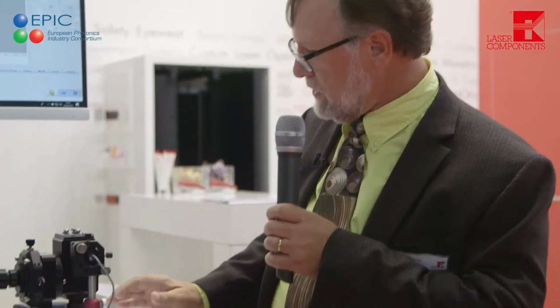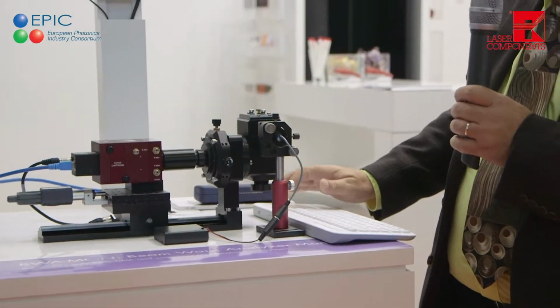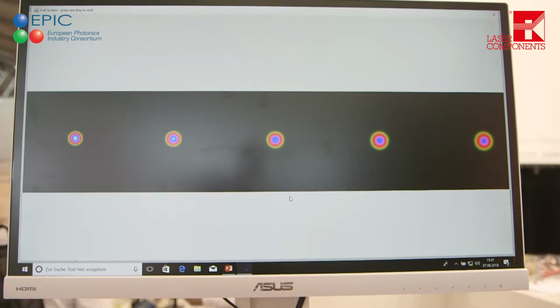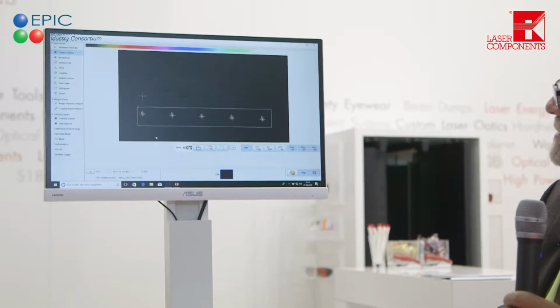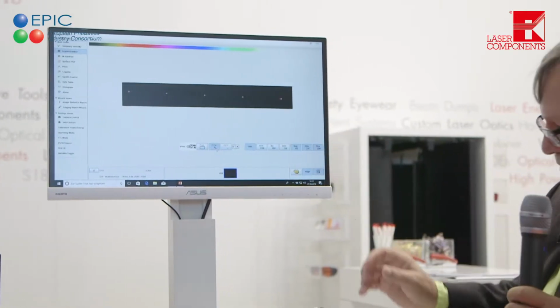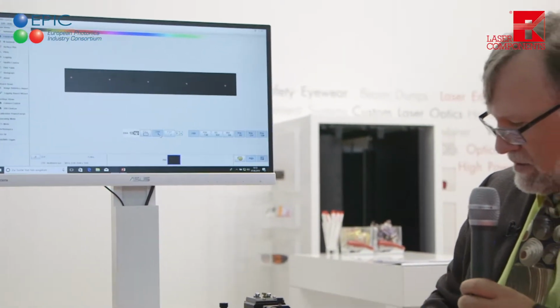You can also use this like a beam profiler. Here we see our spatial time slices of the beam, and we can zoom in. Here we see an enlargement of the beams.